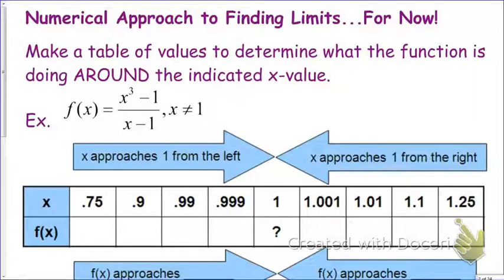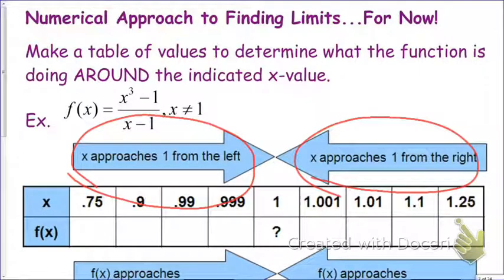The only numerical approach we currently have for finding limits is to use a table in order to determine what our function is doing around our indicated x value. You'll see that our function is f of x equals x cubed minus 1 over x minus 1, where x cannot equal 1 because we have a domain restriction. Our table is asking us to find out what's happening to our function f of x as x approaches 1 from both the left and the right.